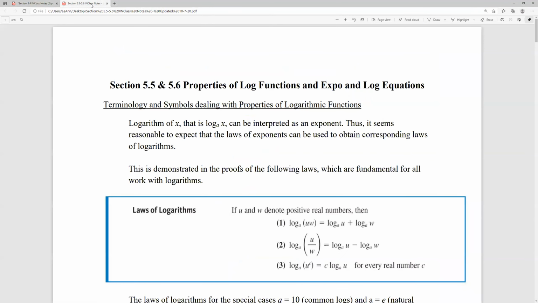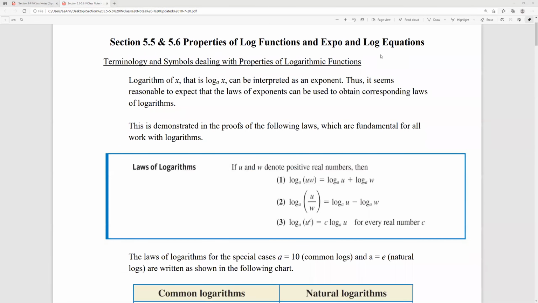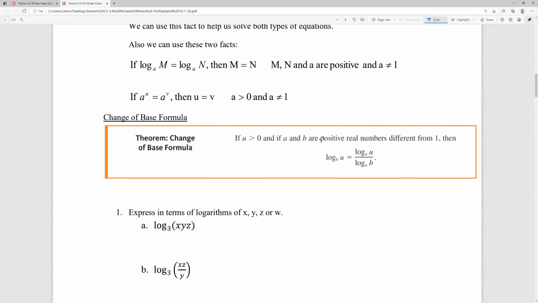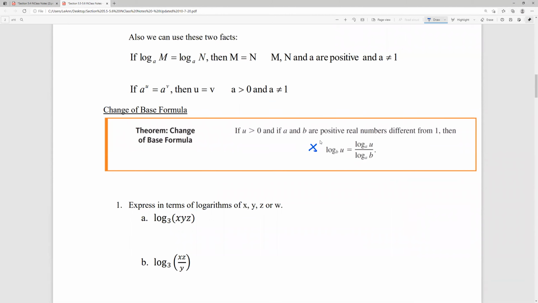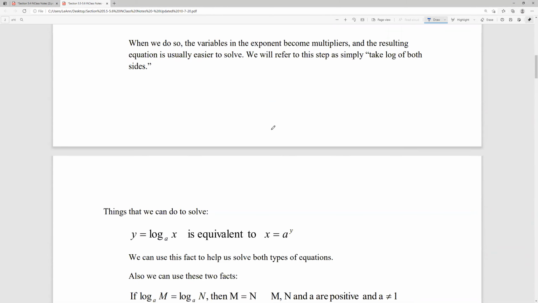We're going to switch over to 5.5 and 5.6. Remember, I'm going to highlight these again or put something next to them. We learned, actually, I'll just have to draw it. We learned that really important are these three properties here for condensing and expanding logarithms. And then we also had a change of base formula a little further down that was also really important. So just starring those so we know that we need them.